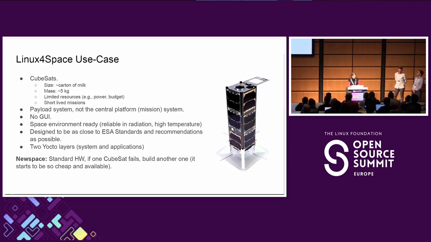Okay, so shortly about Linux for Space, we have presented this several times. We are focused on CubeSats, because if you say space, everybody thinks about a rocket, but actually space is not rocket science. What you see on the right side is a real satellite made by Tomas and his friends and colleagues, and it's a cube because it's based on cubes of 10 by 10 by 10 centimeters. So this one has 3 units.